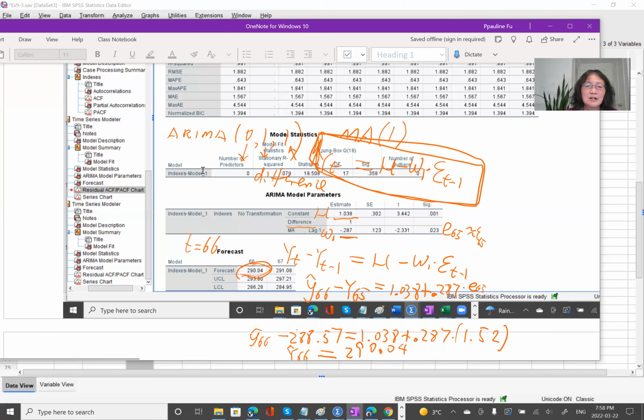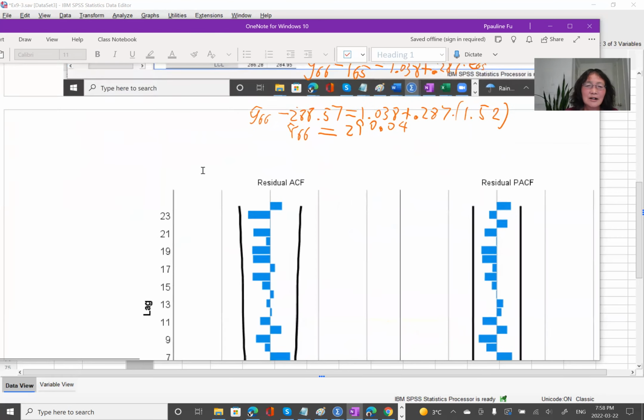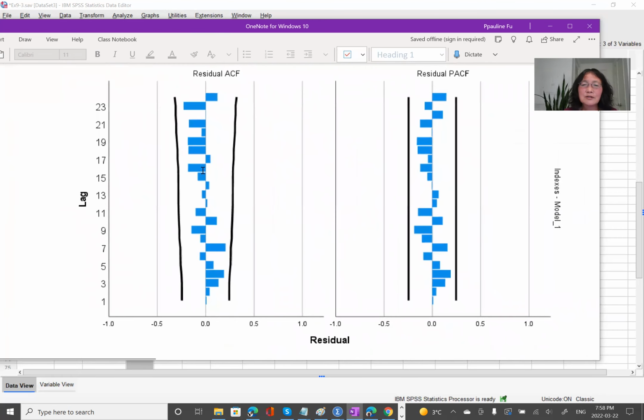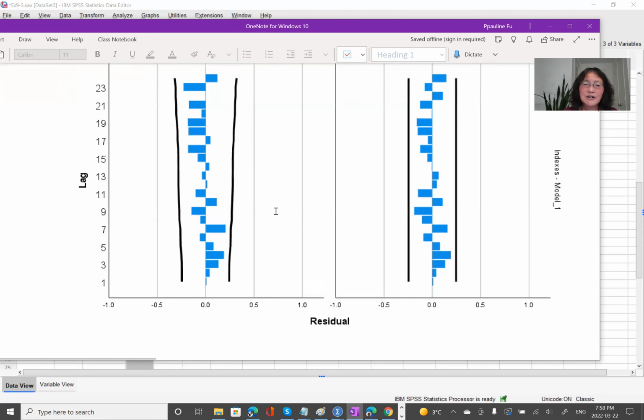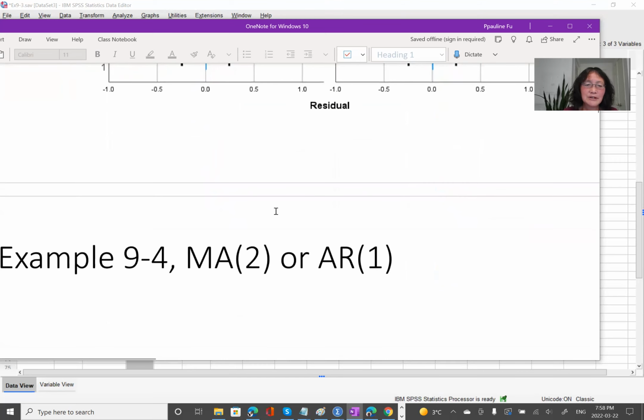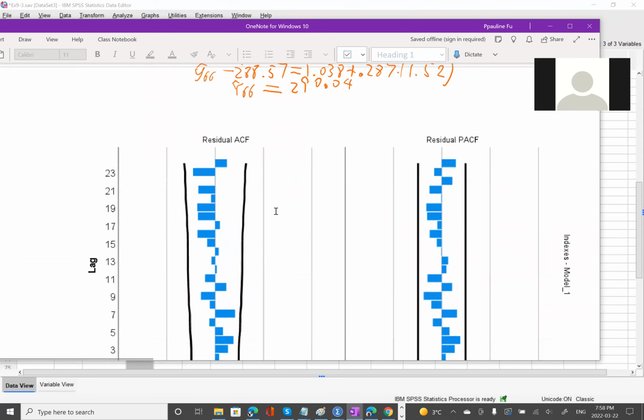Okay, so the residue correlation functions and the partial residue functions look good. They're all within the limit.